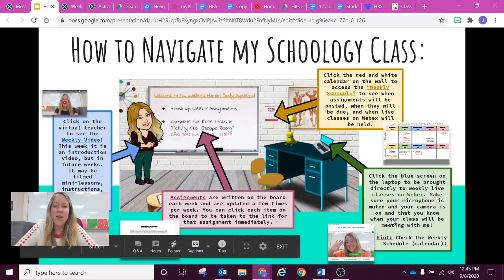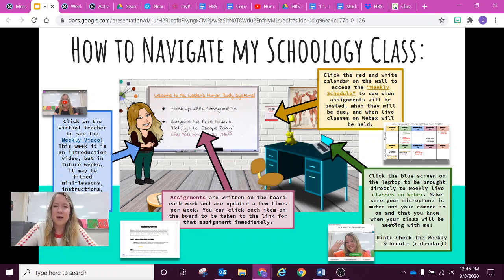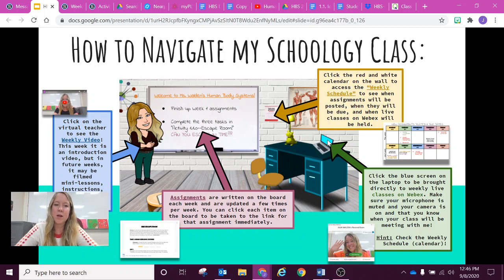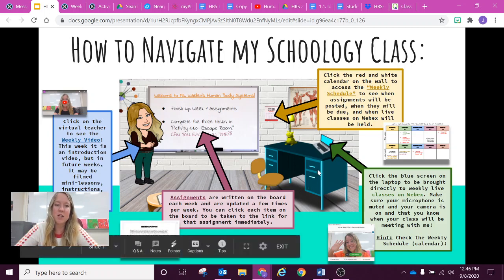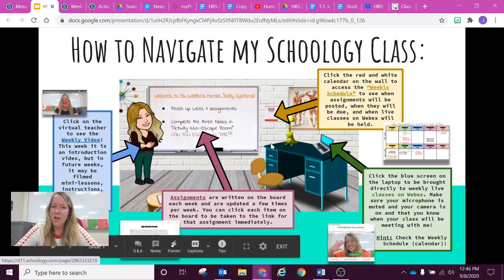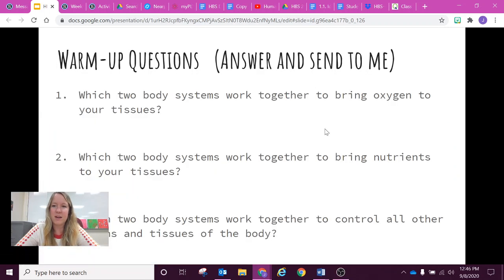The last thing is when you are coming to my weekly online classes through WebEx, I'm not going to send you an invitation to the meeting. It's not going to be in an email. It's actually just always a link, like a permanent link that you can access by clicking this blue computer screen. So it says click the blue screen on the laptop to be brought directly to the weekly live classes. So if your class is being held at 10 a.m., you can log into Schoology at 9:55, come to my page, get ready to click on the little blue laptop screen, which will bring you right to the WebEx classroom.